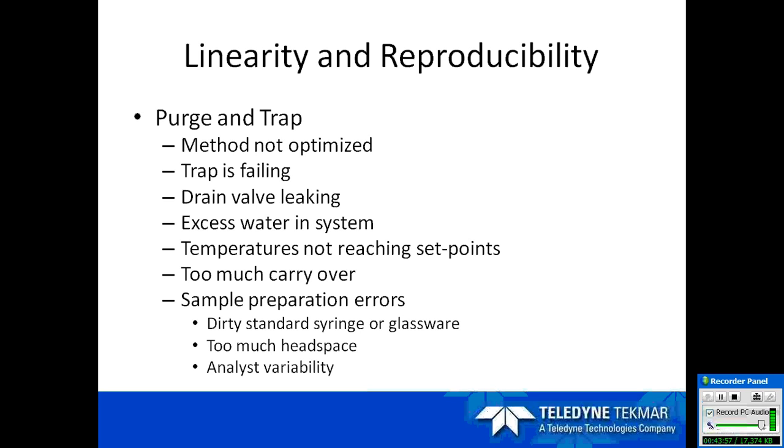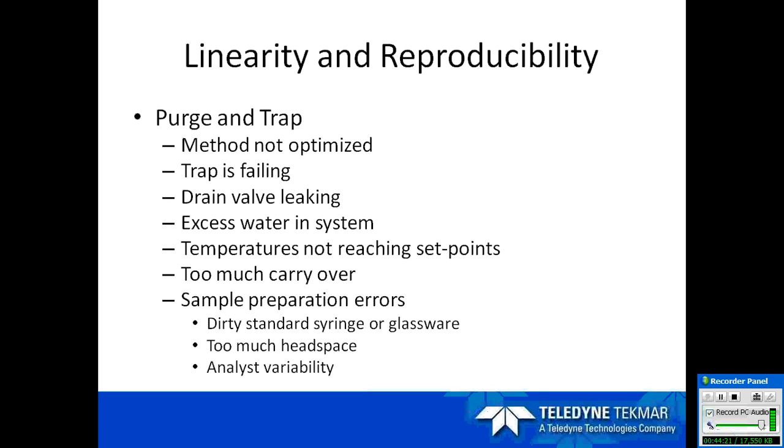Then we move, after you eliminate your GCMS, you move over to your purge trap. You want to check your linearity and reproducibility. First, you want to check your method. Make sure your method is optimized. If your method is not optimized, you want to go through and take the steps to make it optimized and working to the specs of the EPA method that you're using or the ASTM method that you're using.